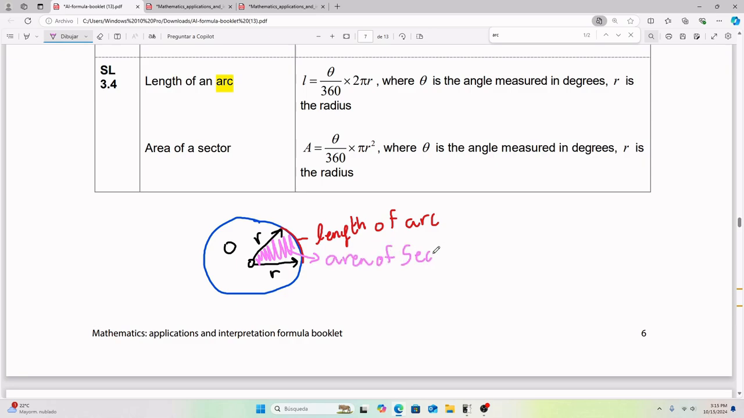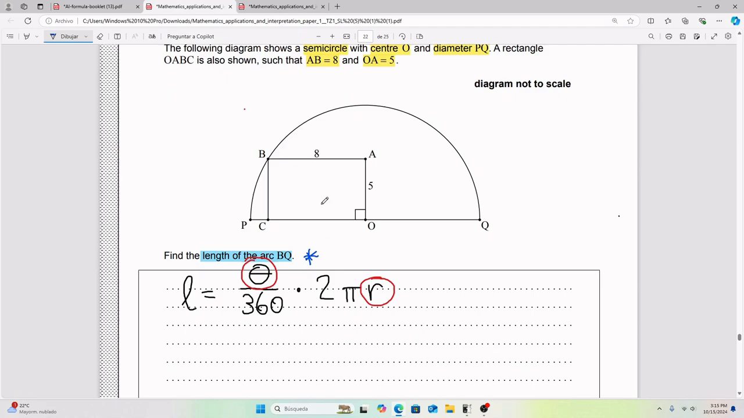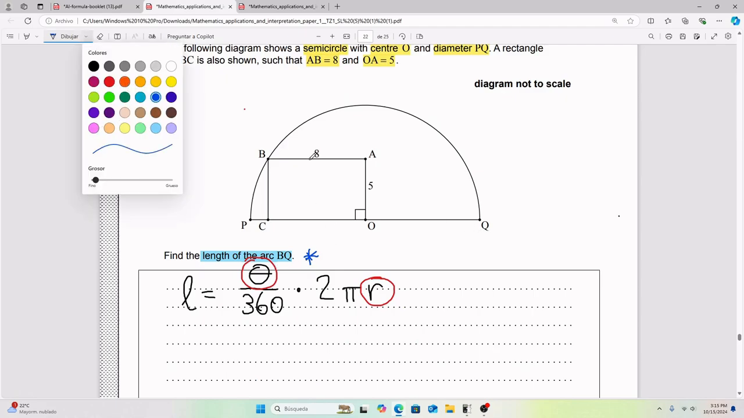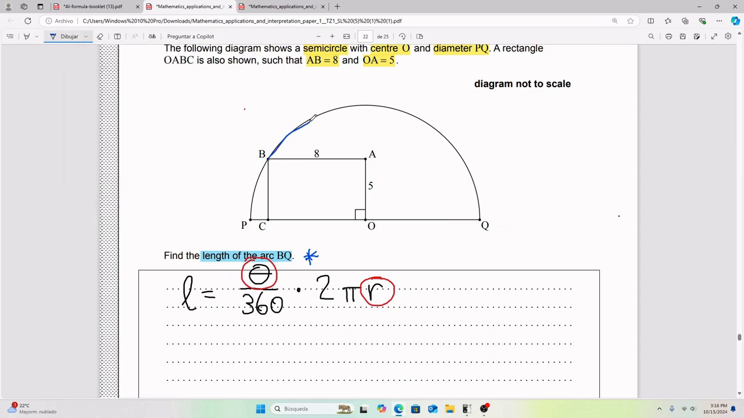Just for us to have very clear the kind of thing that can come at us, in this case, we're going for length of an arc. Because we're talking about length of arc BQ, that means we're talking about this arc right here, from B all the way over to Q. So this, ladies and gentlemen, is the length of the arc that we're trying to find.